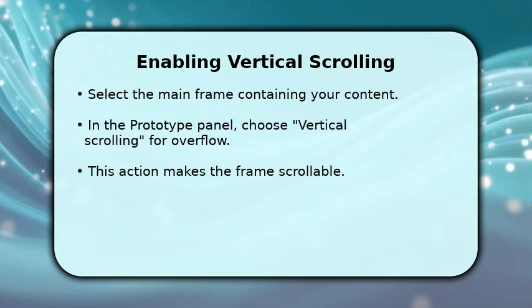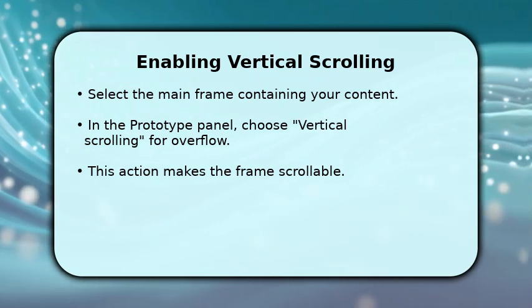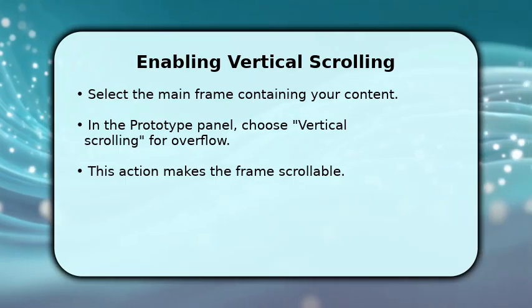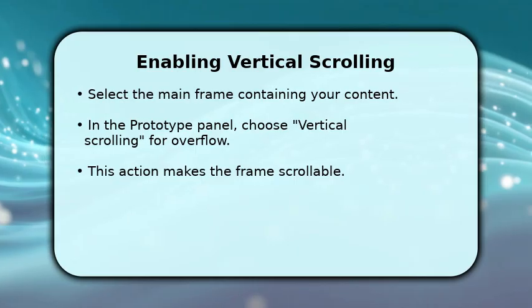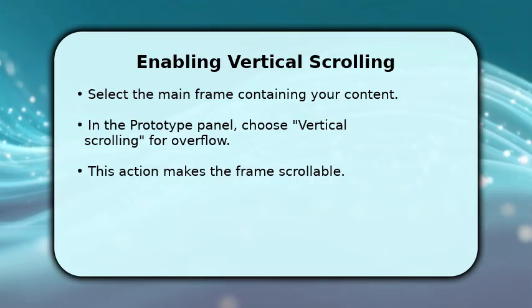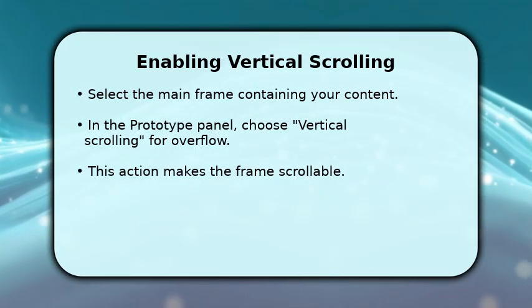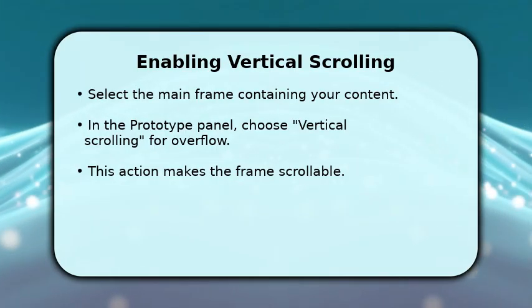Now, select your main frame. Head over to the prototype panel on the right-hand side. Under the Overflow Scrolling section, select Vertical Scrolling. This simple step tells Figma that this frame should allow users to scroll up and down to view all the content within it. It's a fundamental setting for creating dynamic layouts, ensuring your users can access all information.